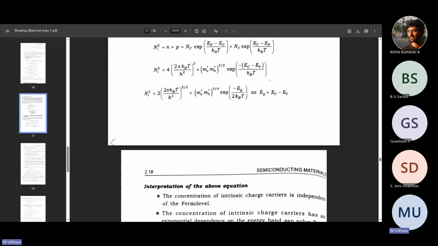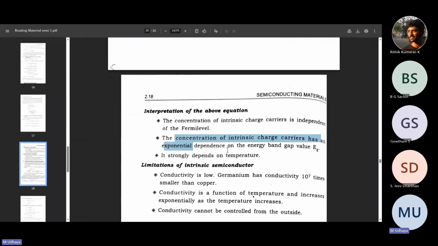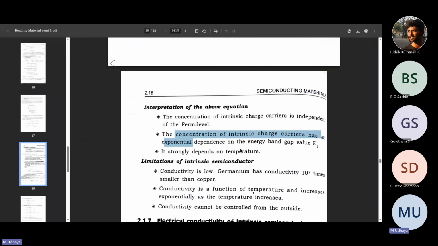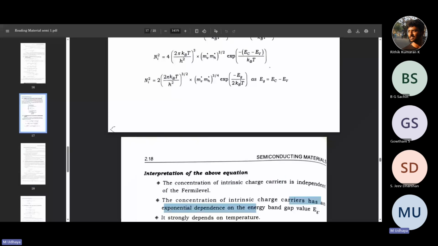You observe that the concentration of intrinsic charge carriers is totally independent of the Fermi energy level. Ef was not there at all in the formula. It strongly depends on temperature. Yes, we very well see that. The concentration of intrinsic charge carriers has an exponential decrease. We see that as Eg increases, this exponentially decreases and all that.